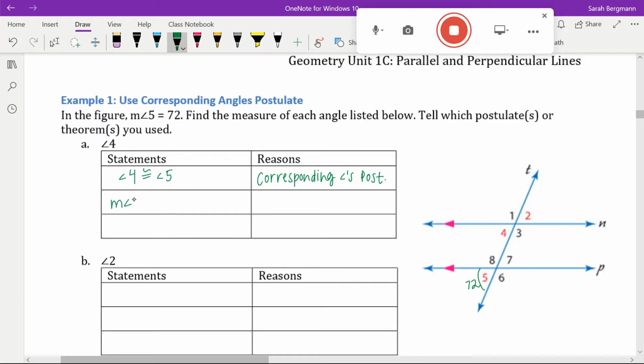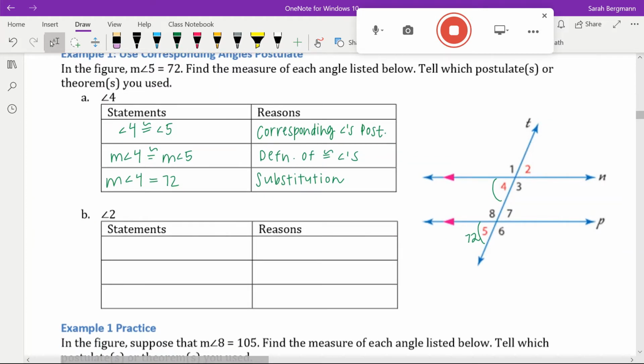Now I know that their measures must be equal because that's the definition of congruent angles. So, I can conclude that the measure of angle 4 must be equal to 72 by substitution. Note that this is not a proof because you are not given the answer. You're just showing out your reason for each step.